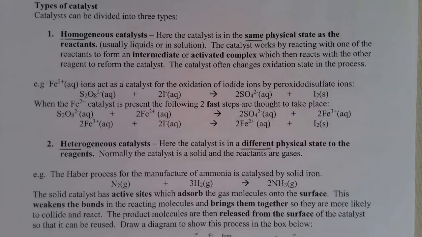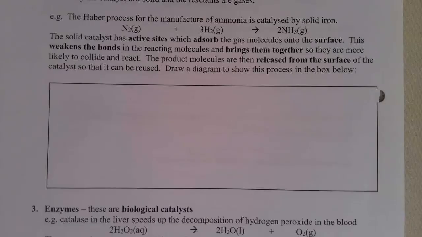If you have a choice, you would always use a heterogeneous catalyst over a homogeneous catalyst. The reason for this is that they're much easier to separate than the homogeneous, because once you've got everything into one solution, it's quite difficult to separate it out again. So industrially, most often heterogeneous catalysts are used. And these heterogeneous catalysts work in three stages.